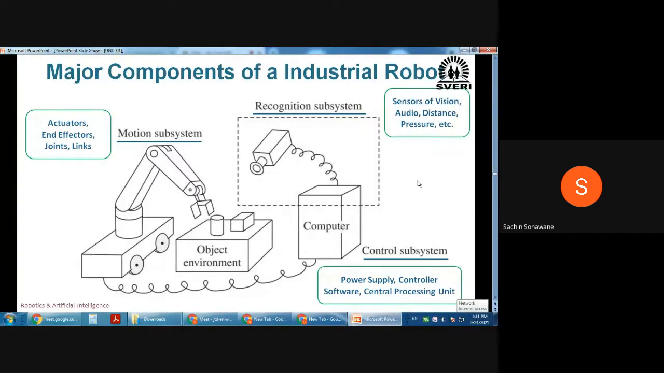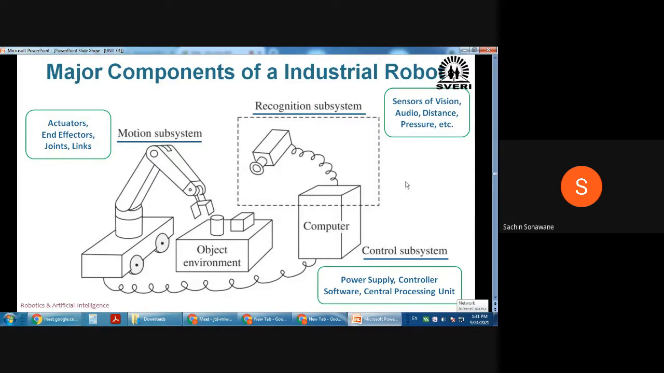We will discuss major components of industrial robot and different specifications of the robot because in the morning our lecture got disconnected. The components of the industrial robot are divided into three subsystems.